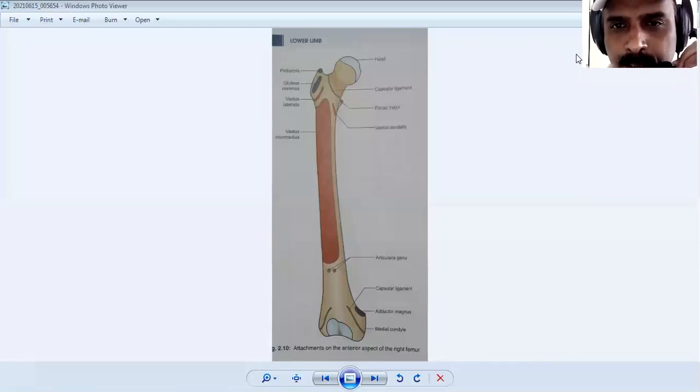Today, I'm going to begin with the osteology topic next, that is the femur. After studying the hip bone, we are going to start with the next lower extremity osteology bone, that is the femur. As you have come across, the osteology of the lower limb covers the hip bone, femur, patella, tibia, and fibula, and the skeleton of the foot. So the next bone we are going to study today is the femur.